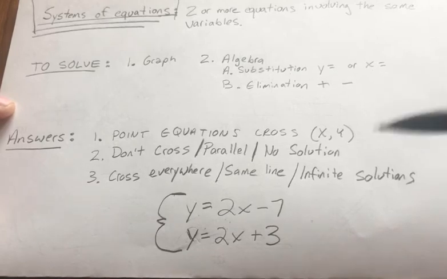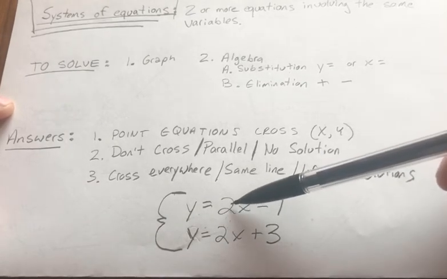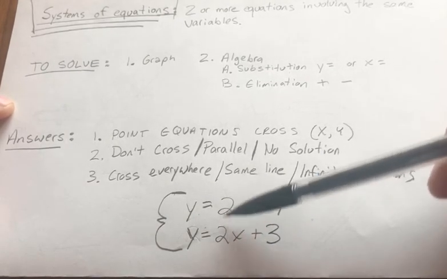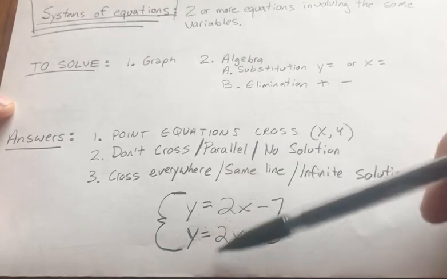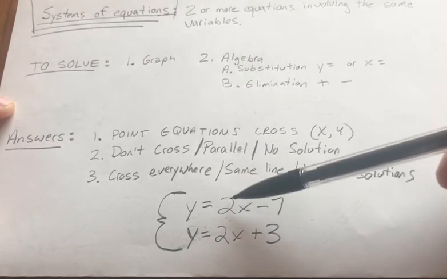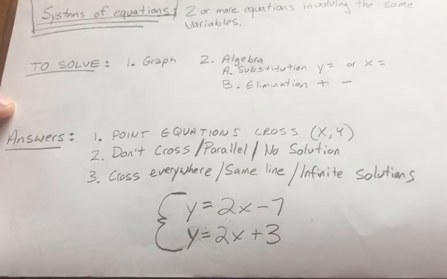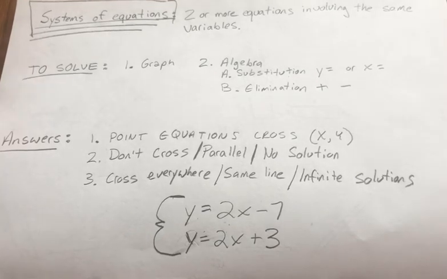Sometimes it's easier than all that though. Like in my example, I can see if they have the same m, that means they have the same slope and they're parallel. If they're parallel and I can see they have the same slope real quick, I know that I could write no solution.